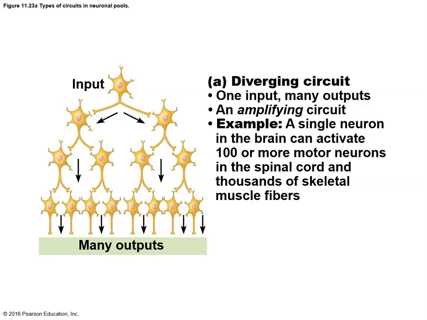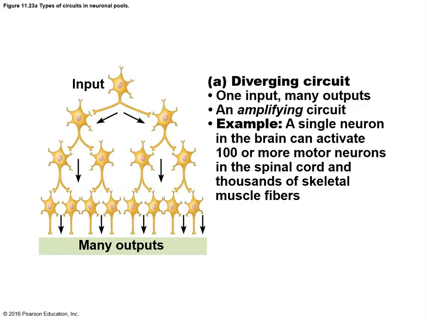Our first example is a diverging circuit. So in a diverging circuit we have a single neuron that sends out a signal. And in this case it happens to branch out to two different neurons. Each of those branch out to two, and each of those branch out to two. So that by the time you get from, let's say, the brain where we said I want this thing to happen, to the time we get out to the muscles where we actually make it happen, one signal from one nerve has diverged and perhaps activated hundreds or thousands of skeletal muscles by the time it gets there.